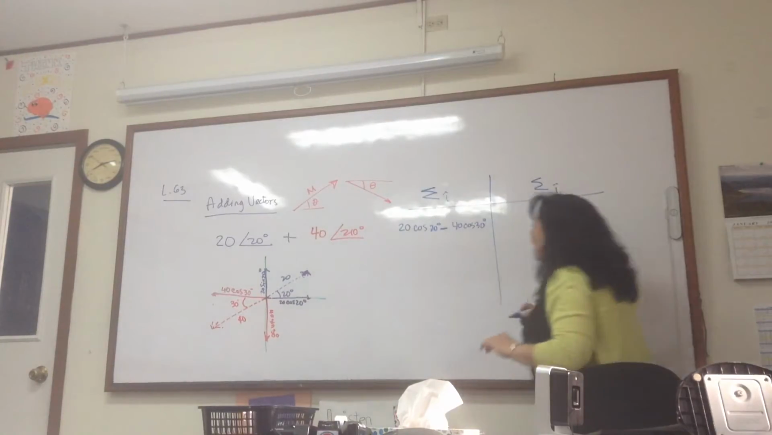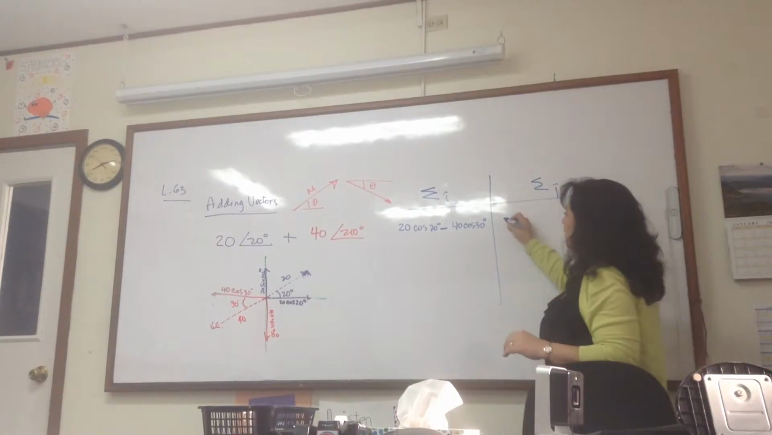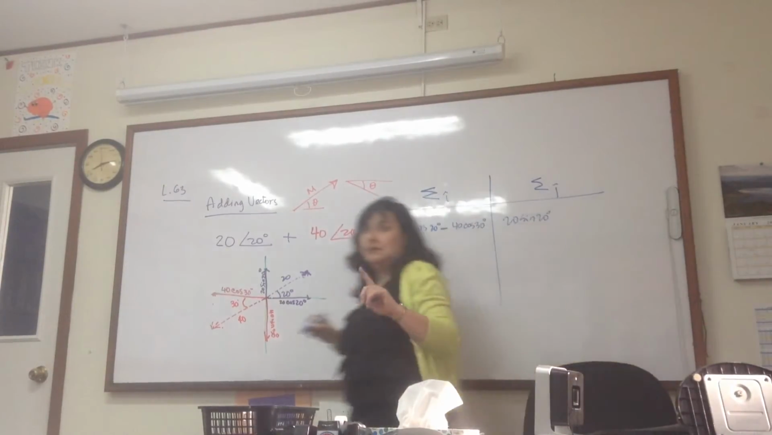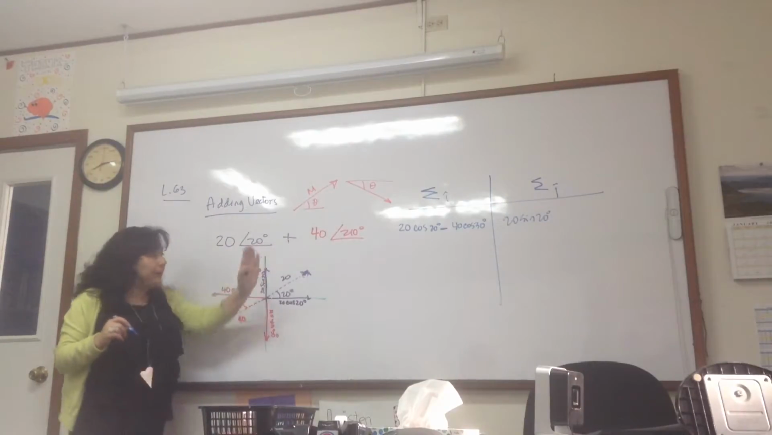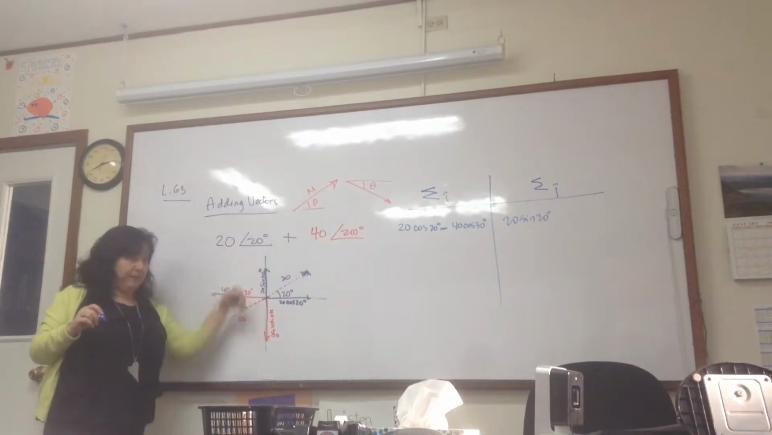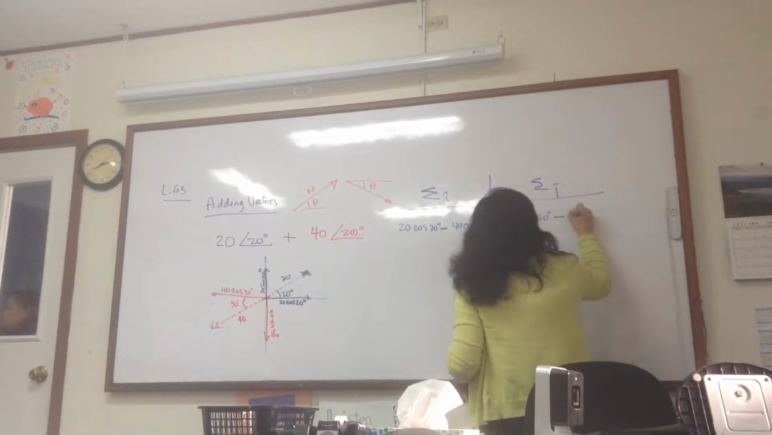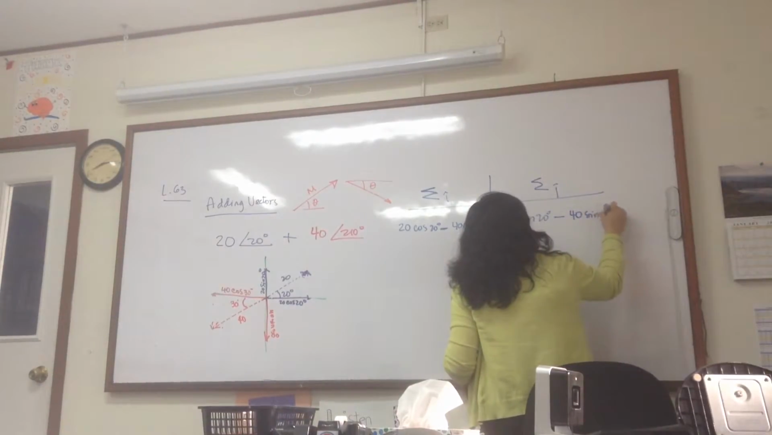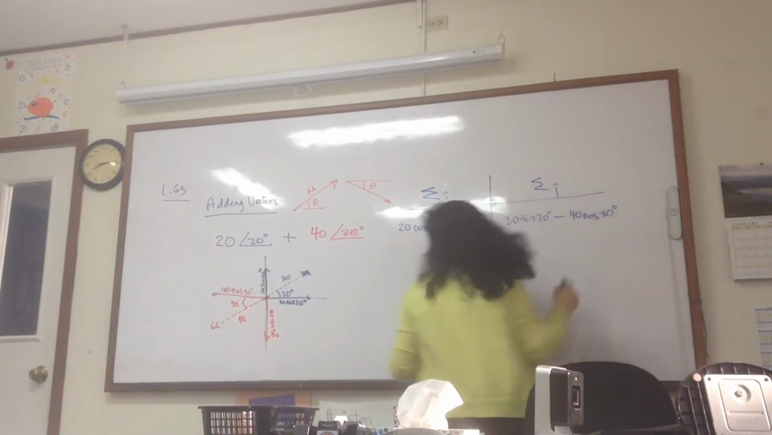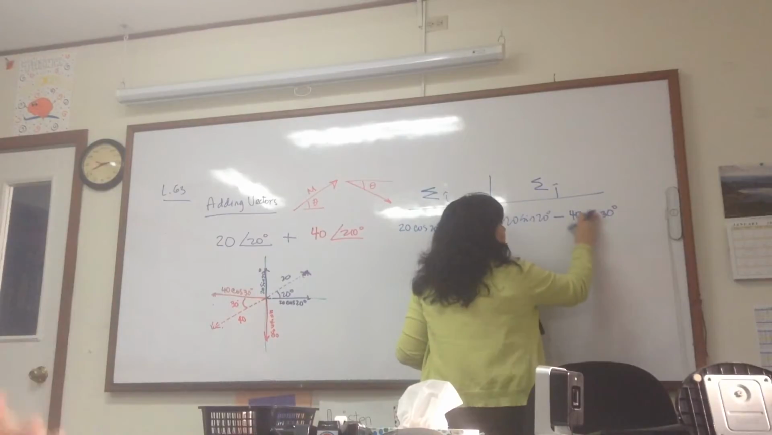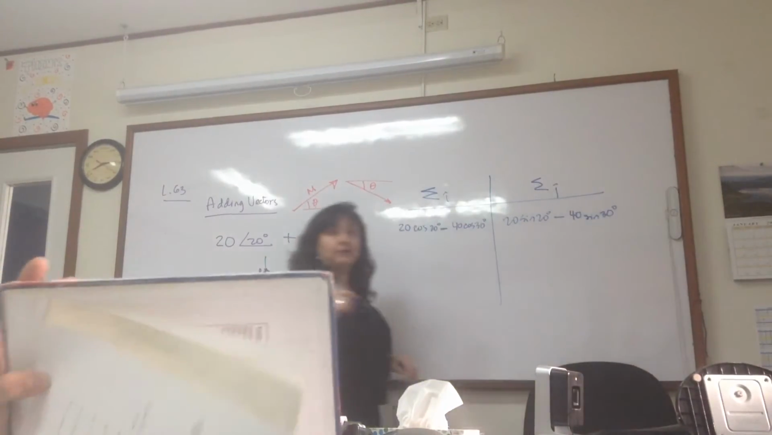And what do I have on the other side? 20 sine of 20. Minus, because it's going down. Plus if you had it up here, right? But it's going down. So minus 40 sine of 30. Oh, sorry, cosine? I know it's sine. Sine. Cut it out.